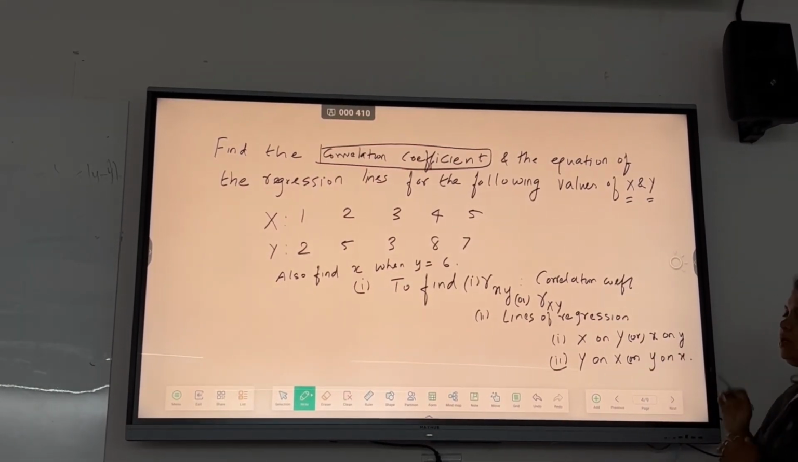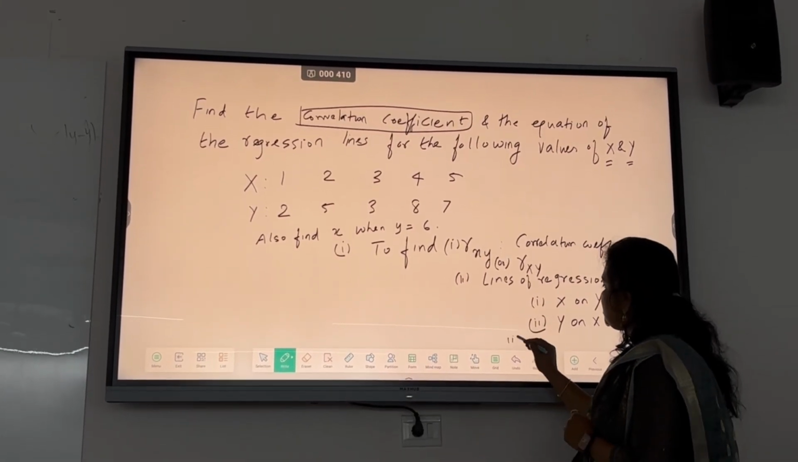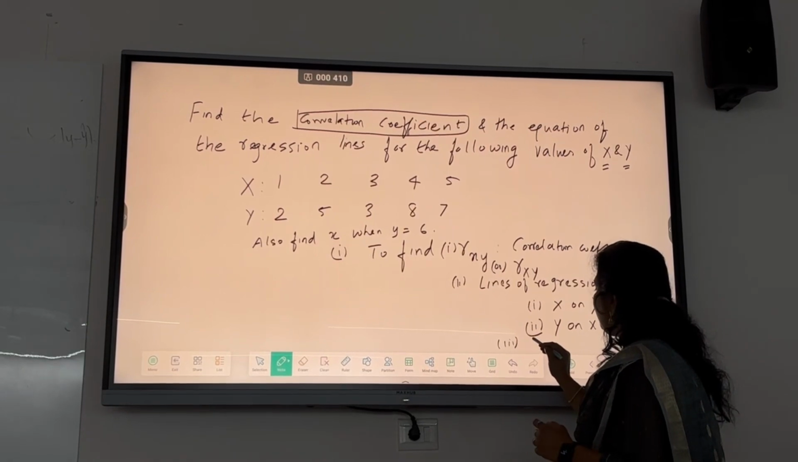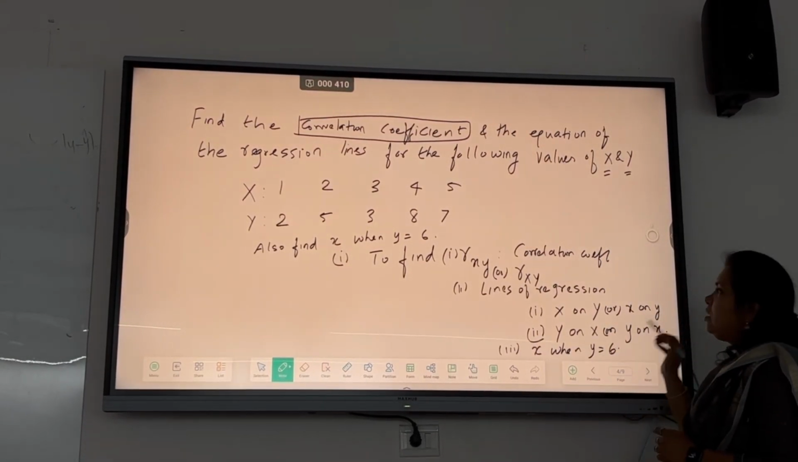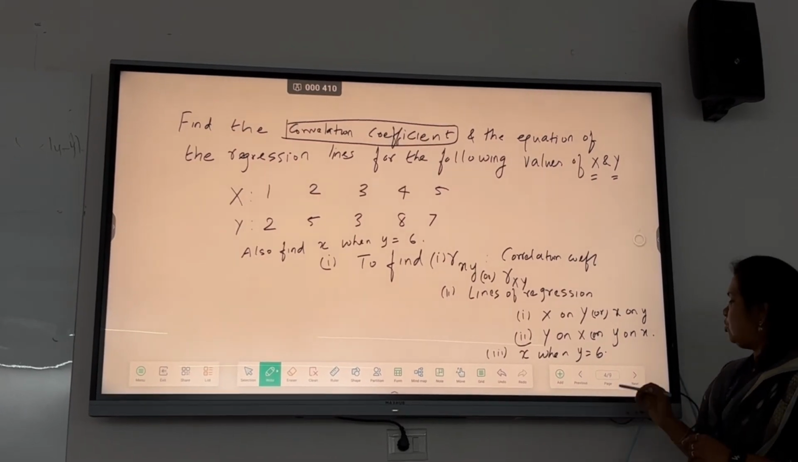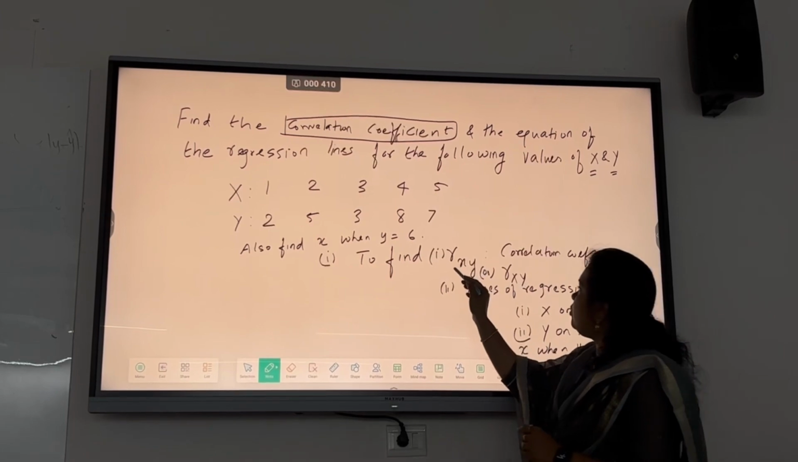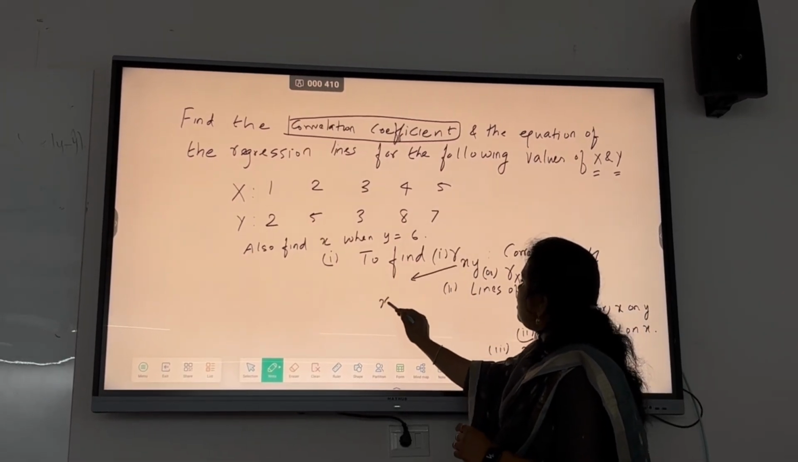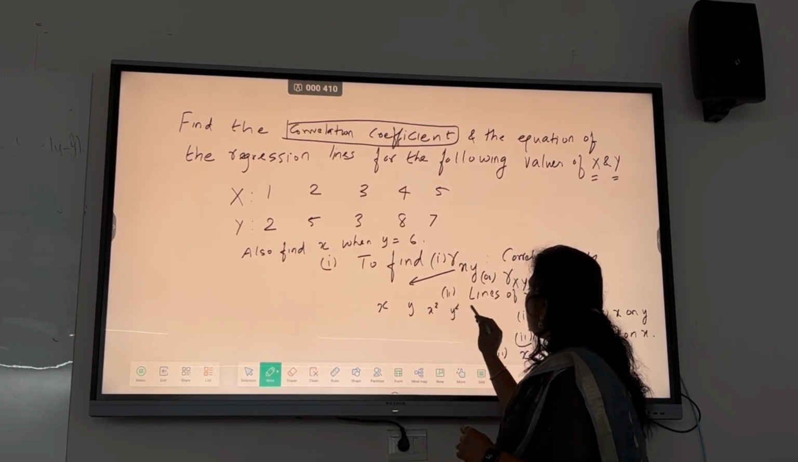So like that we can find two subdivisions. The third subdivision is you have to find the value for x when y equal to 6. So these are the 3 parts we are going to do now. The first one is correlation coefficient. For that we need the value for x, y and x square, y square, xy.